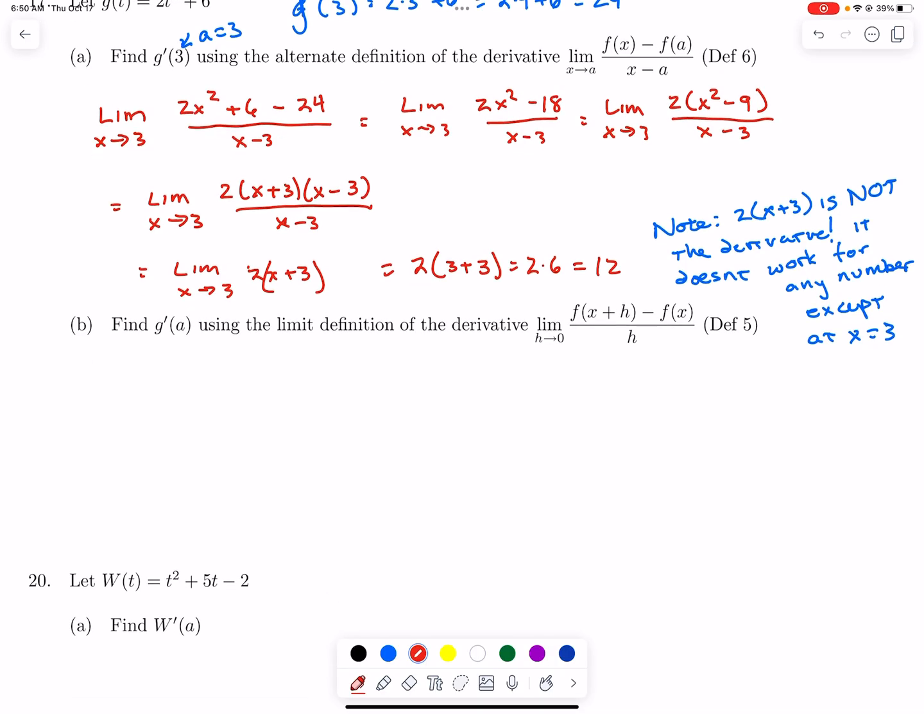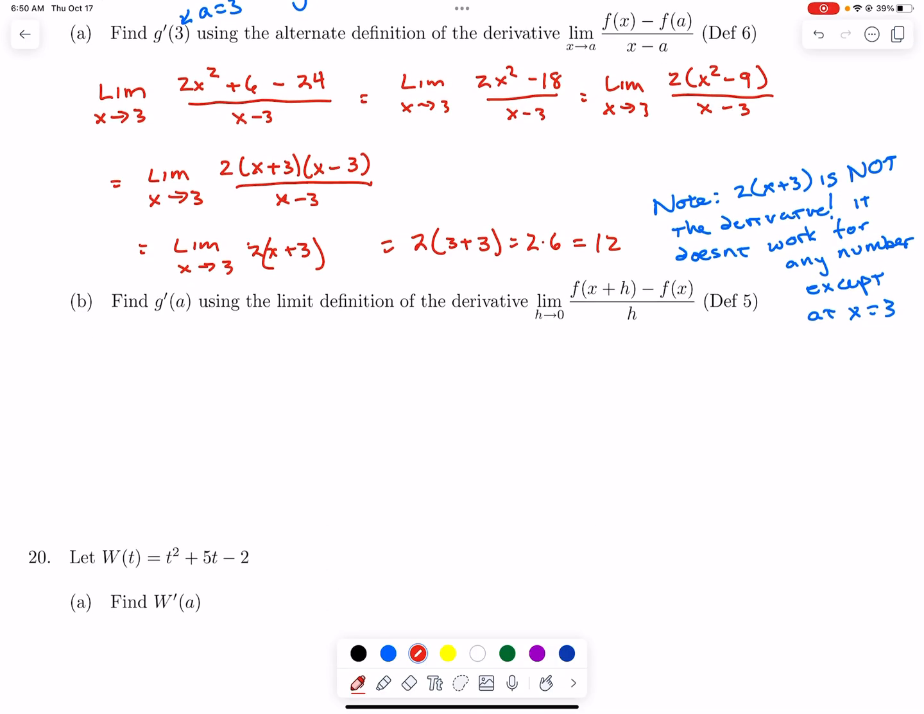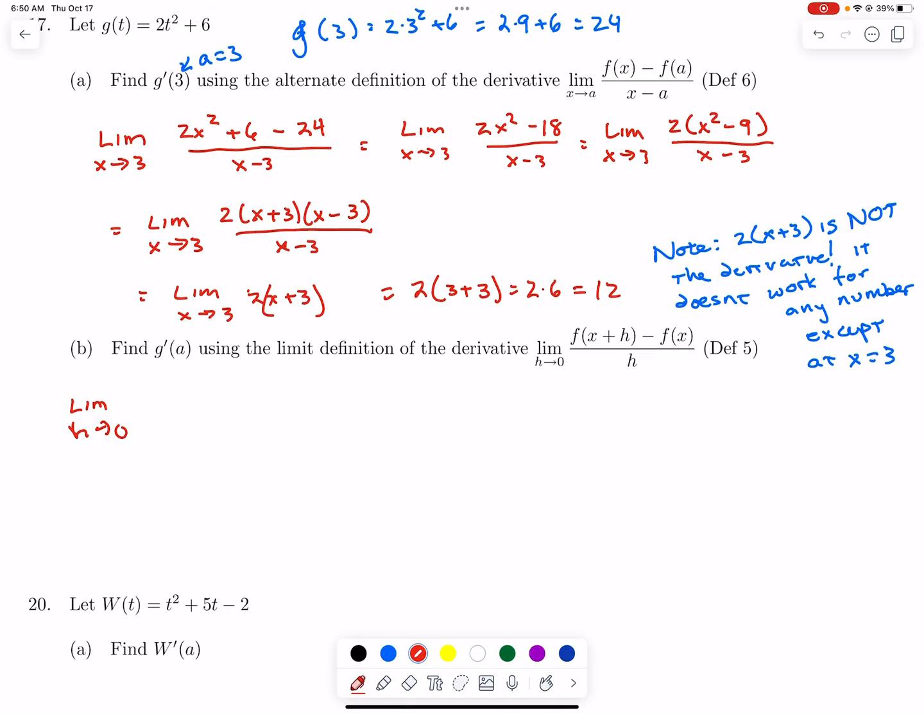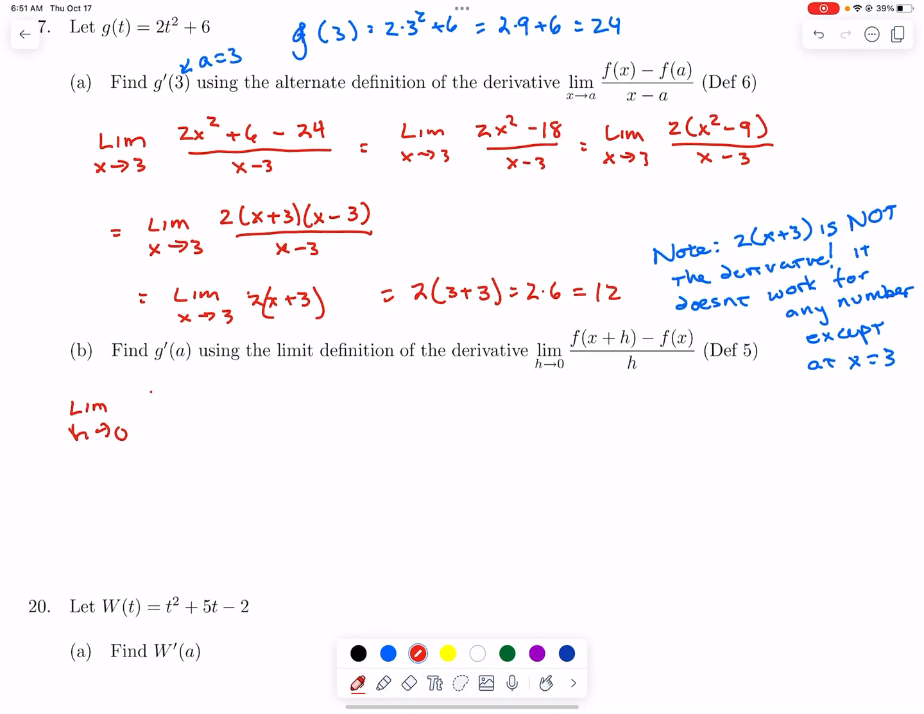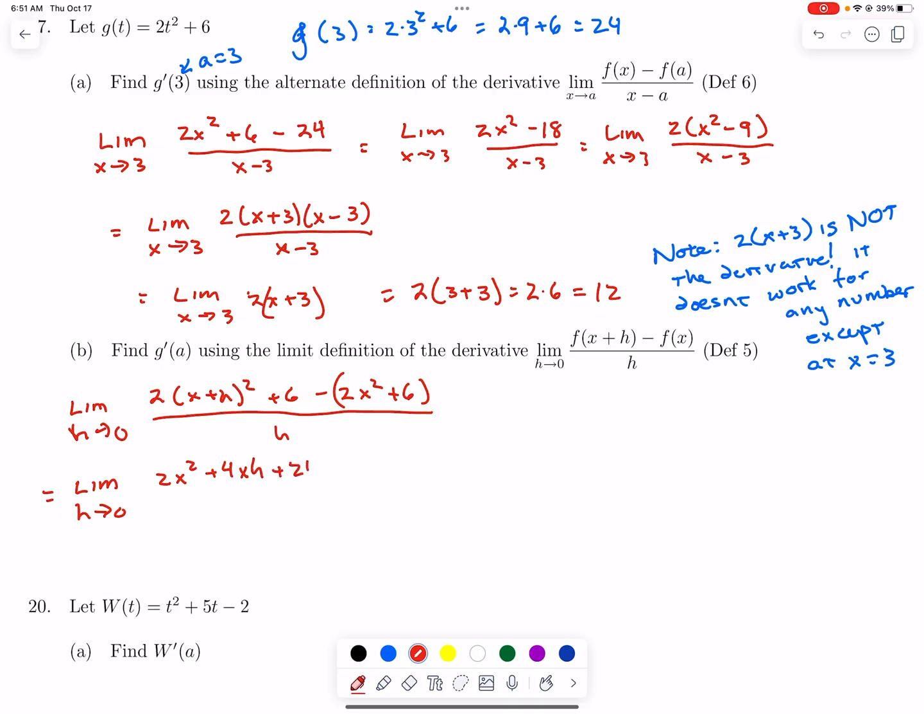Okay, let's find the derivative using the regular definition. The function was, oh yeah, 2t plus squared plus x. Okay, so 2. Not 6.